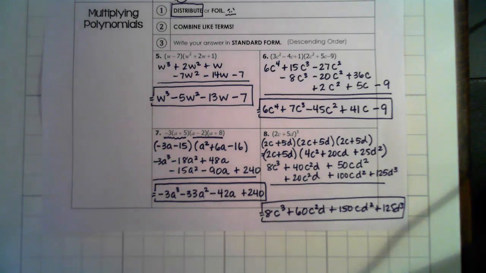And our last page of review is about division, but we're starting off kind of slow. We're going to talk about dividing polynomials only by a monomial. So we're going to divide each term in the numerator by the monomial. So we're only dividing by one term.